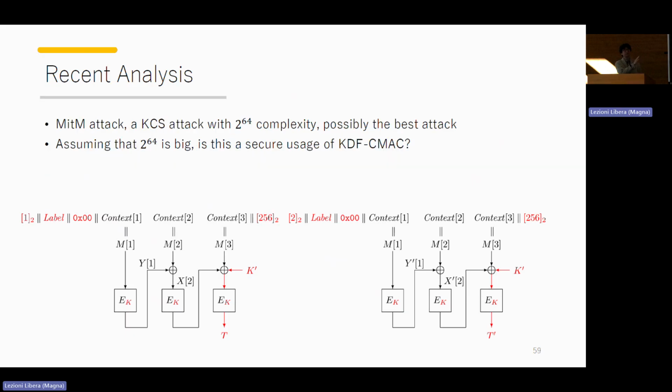So this is a meet-in-the-middle attack. And this is a key control security attack with 2^64 complexity. And I don't have a proof, but I think this is the best attack you can do. So assume that 2^64 is a big number. It may not be that big, but just assume that this is big.